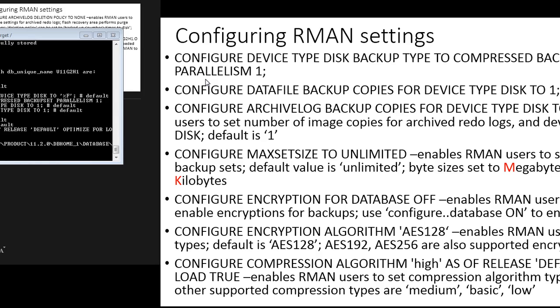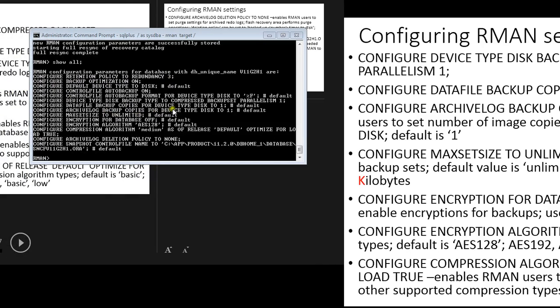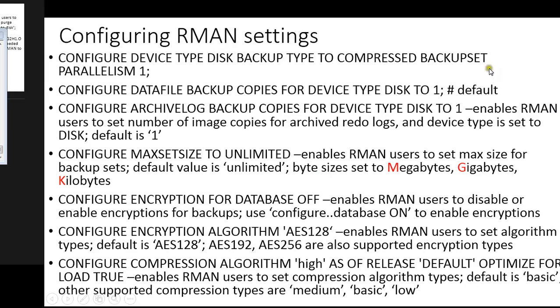And then next you have configure datafile backup copies for device type disk. Basically, you're backing up image copies of your data file. The default configuration is 1, which means that for every data file being backed up, you only have 1 image copy of that data file, but you can increase this value. It's totally up to you.